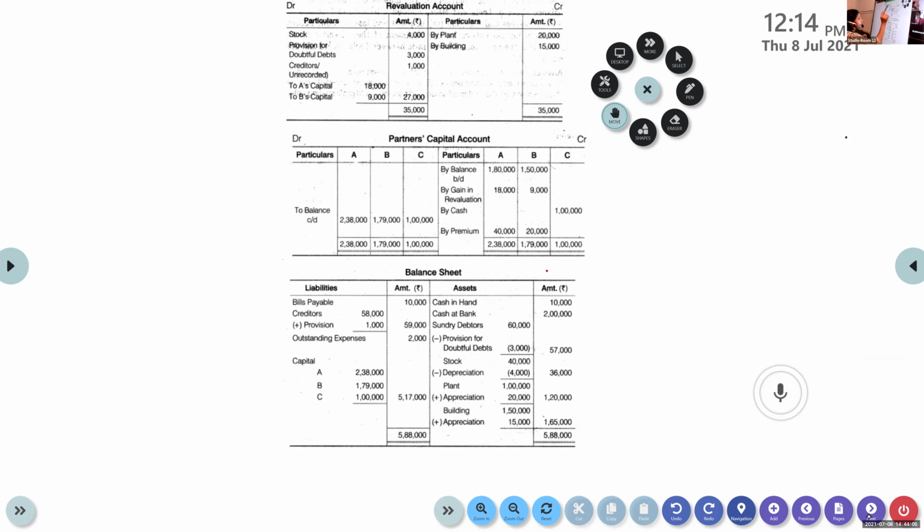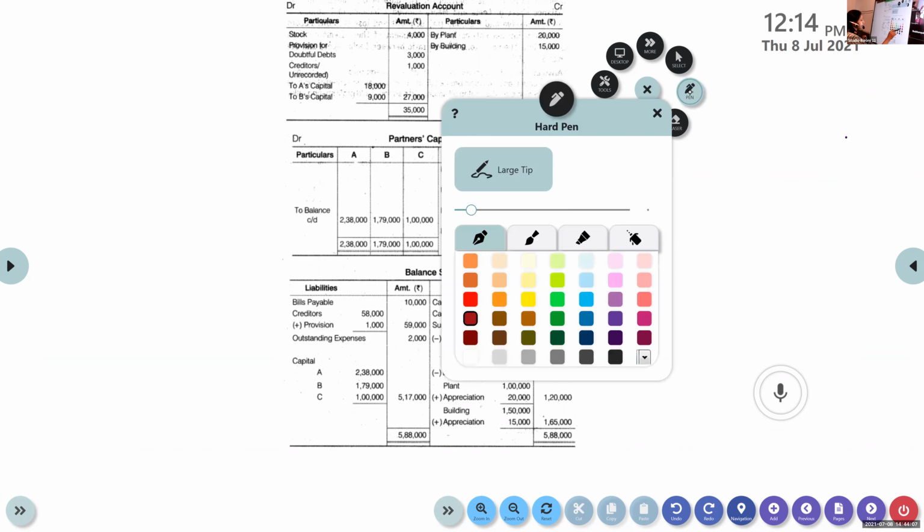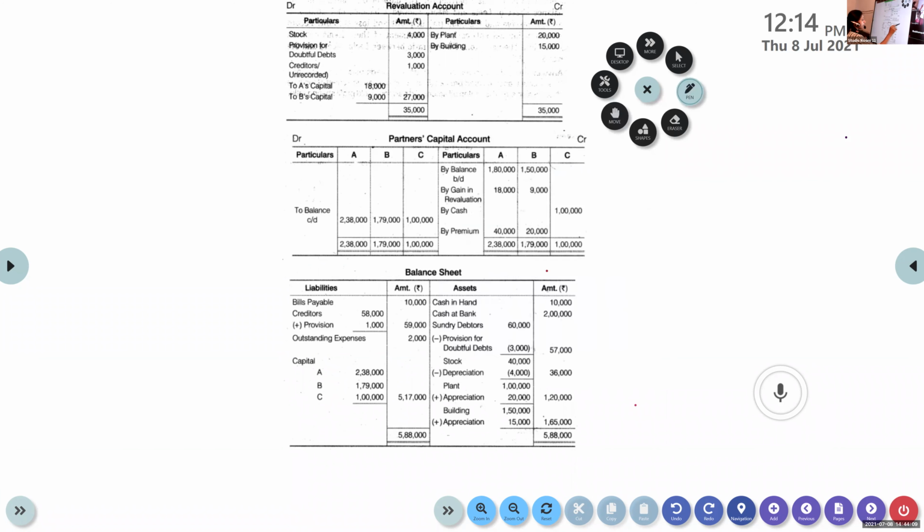So the new partner has brought 1 lakh rupees. Then there is goodwill brought by him, 60,000. And already in the balance sheet, you can find cash at bank value 40,000. You add up all this. This is how we get this 2 lakh amount. Clear? 2 lakh amount.